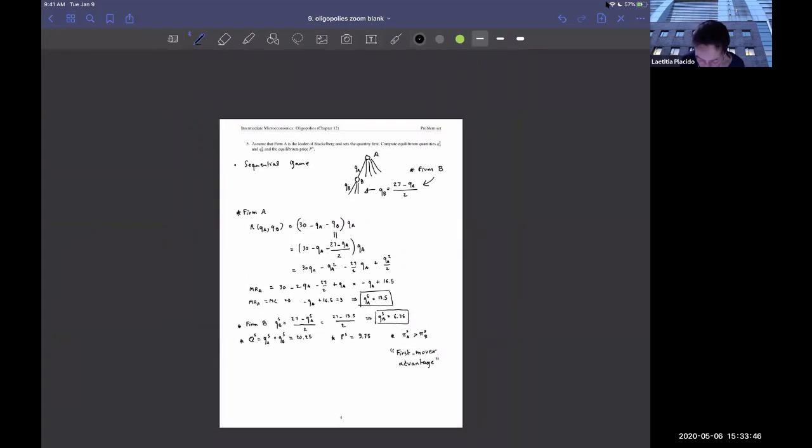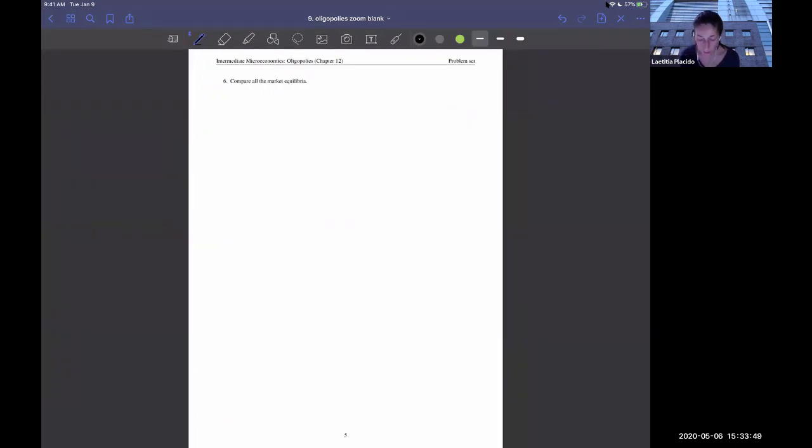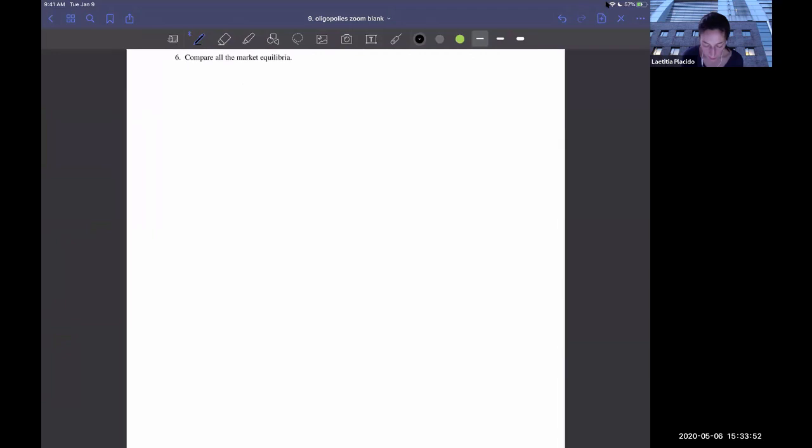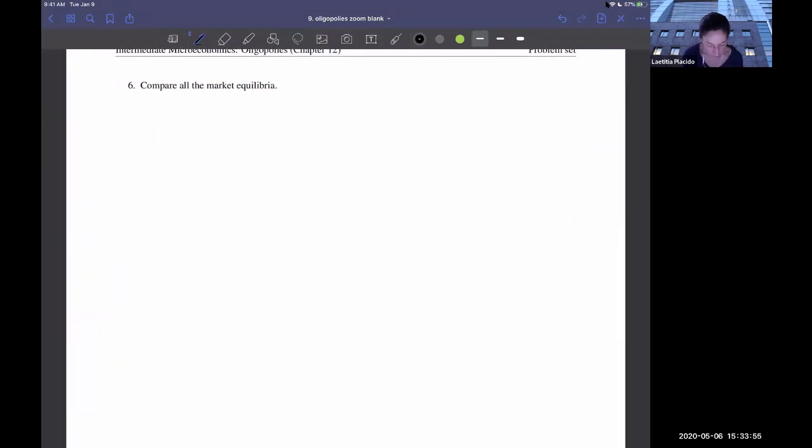Okay, so the last question is compare all the market equilibria. Okay, so I'm just going to summarize what we have found here, and so I'm going to compare the price first. So the lowest possible price will be found in the perfect competition setting. Then you're going to get the price in the Stackelberg setting, the price in the Cournot setting, and the highest possible price will be the one set by a monopolist.